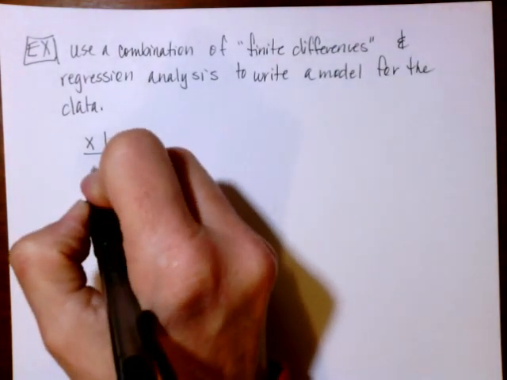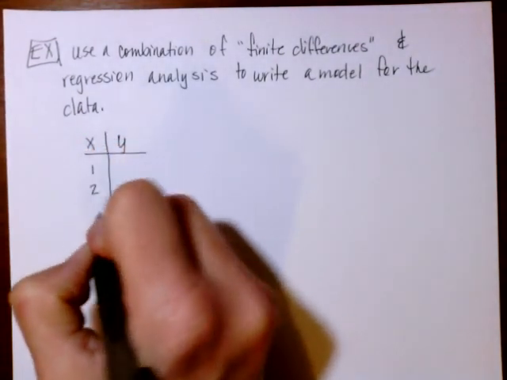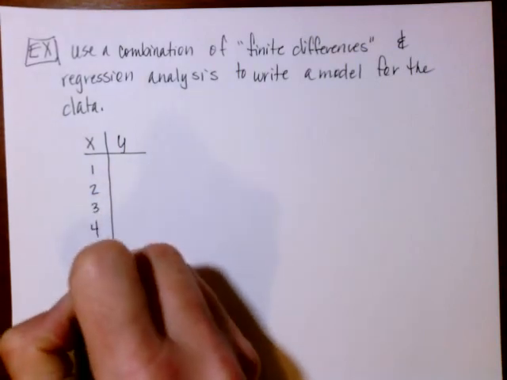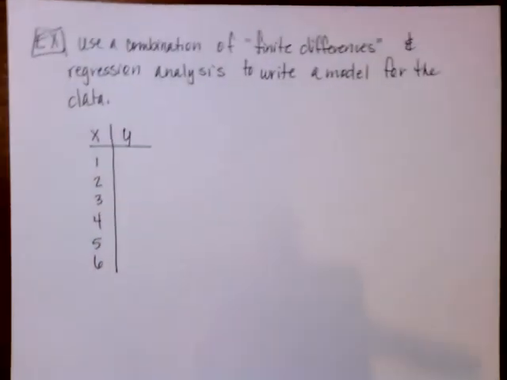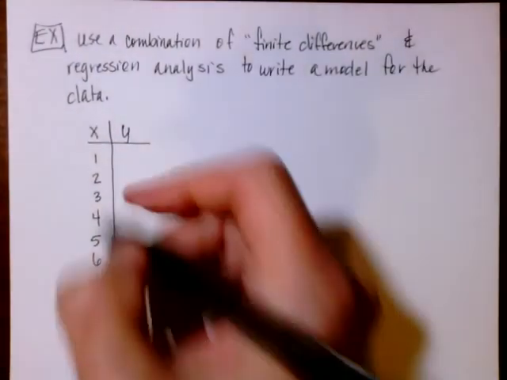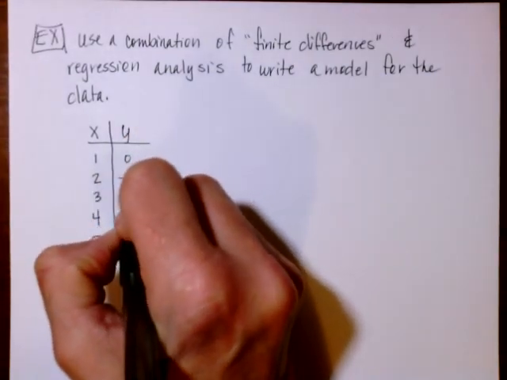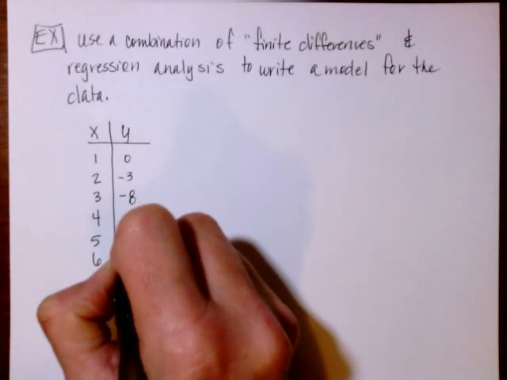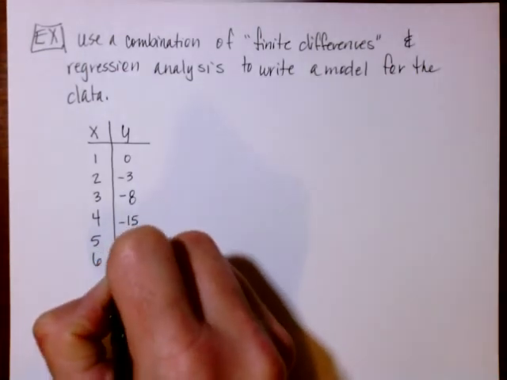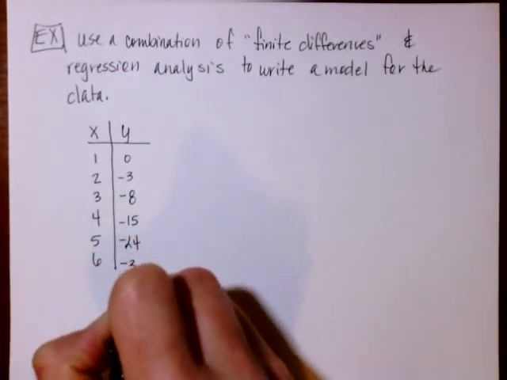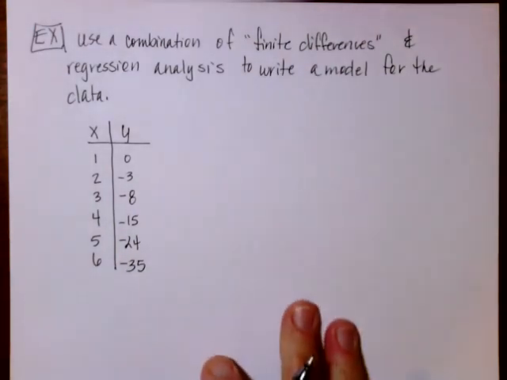Alright, so my data for my x's is going to be a 1, a 2, a 3, 4, 5, and 6. My y's are 0, -3, -8, -15, -24, and a -35. That's a lot of negative numbers.